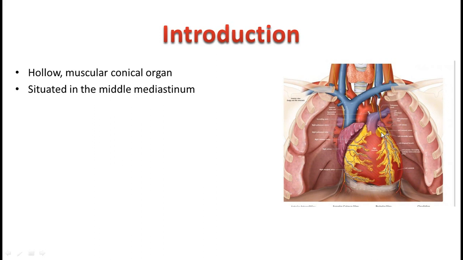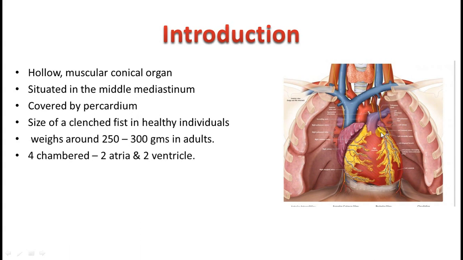Then the heart weighs around 250 to 300 grams, plus or minus 50 grams. It might vary from person to person and also between males and females. The female heart weighs slightly less compared to the male heart. Both of these figures I am telling are for the adult heart.